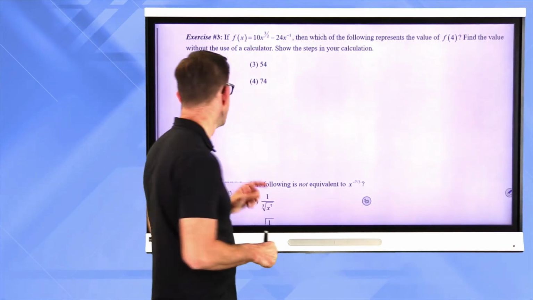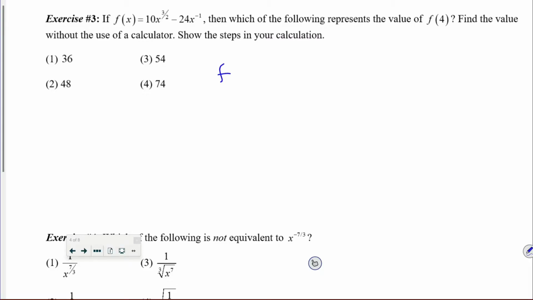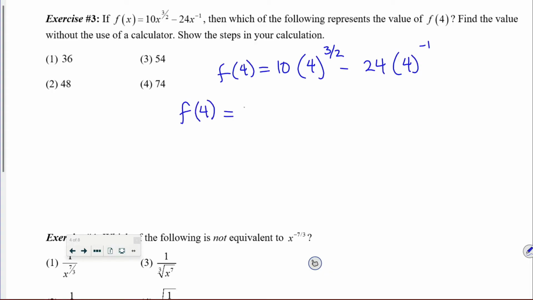All right, let's do it. So we've got f of 4 equals 10 times 4 to the 3/2 minus 24 times 4 to the -1st. Awesome. Well, let's now interpret 4 to the 3/2. 4 to the 3/2 is going to be 4 to the 1/2 raised to the 3rd. And now let's interpret 4 to the minus 1 as 1 over 4 to the first.